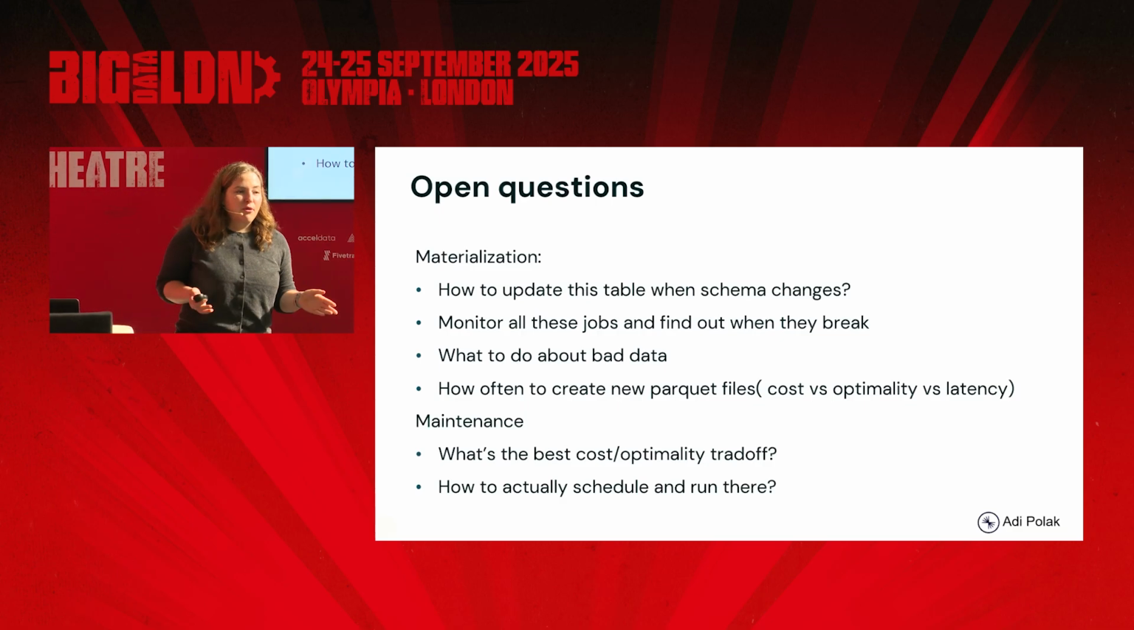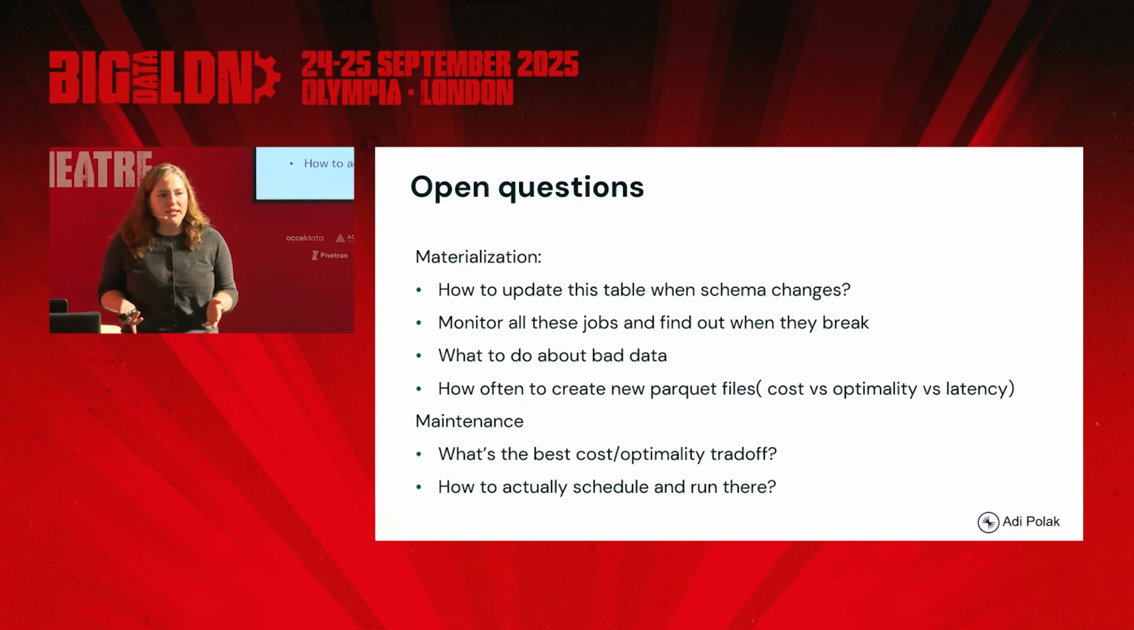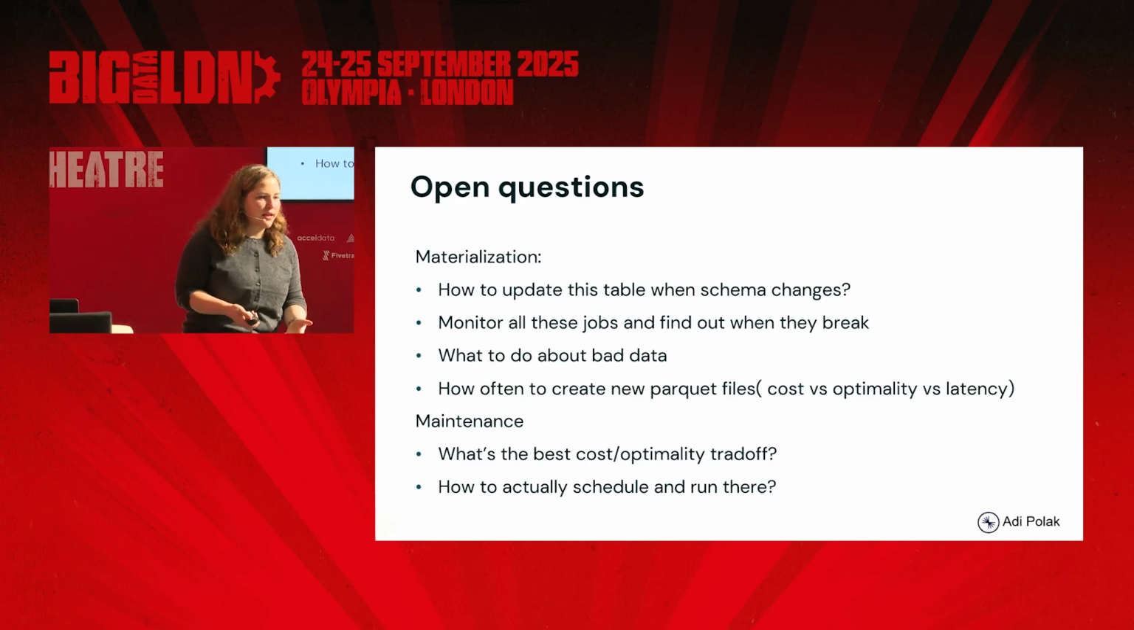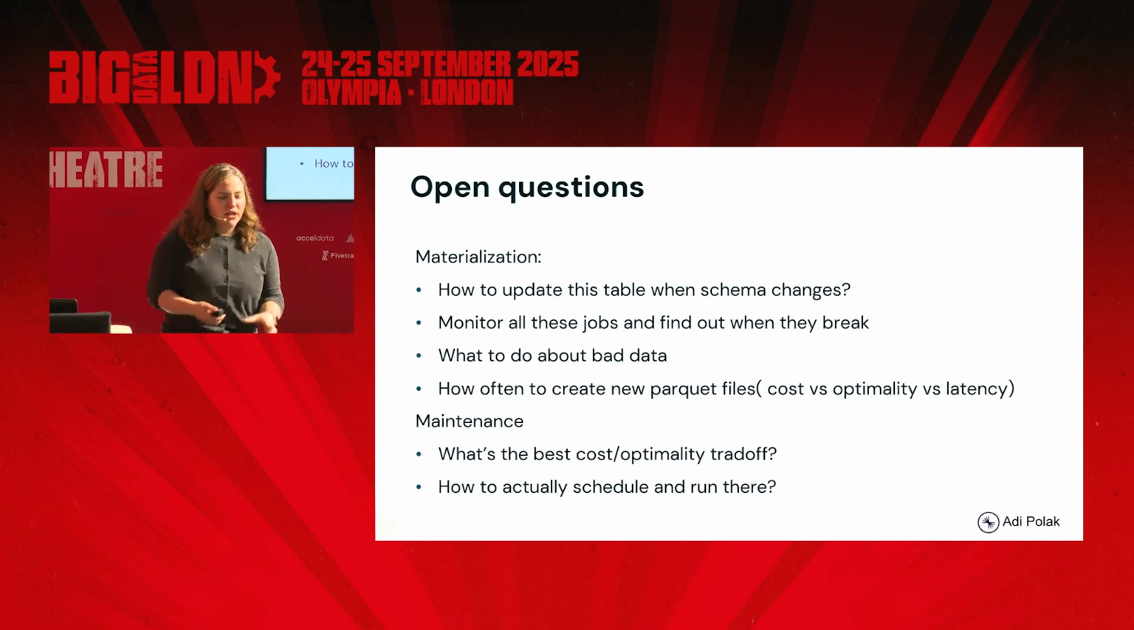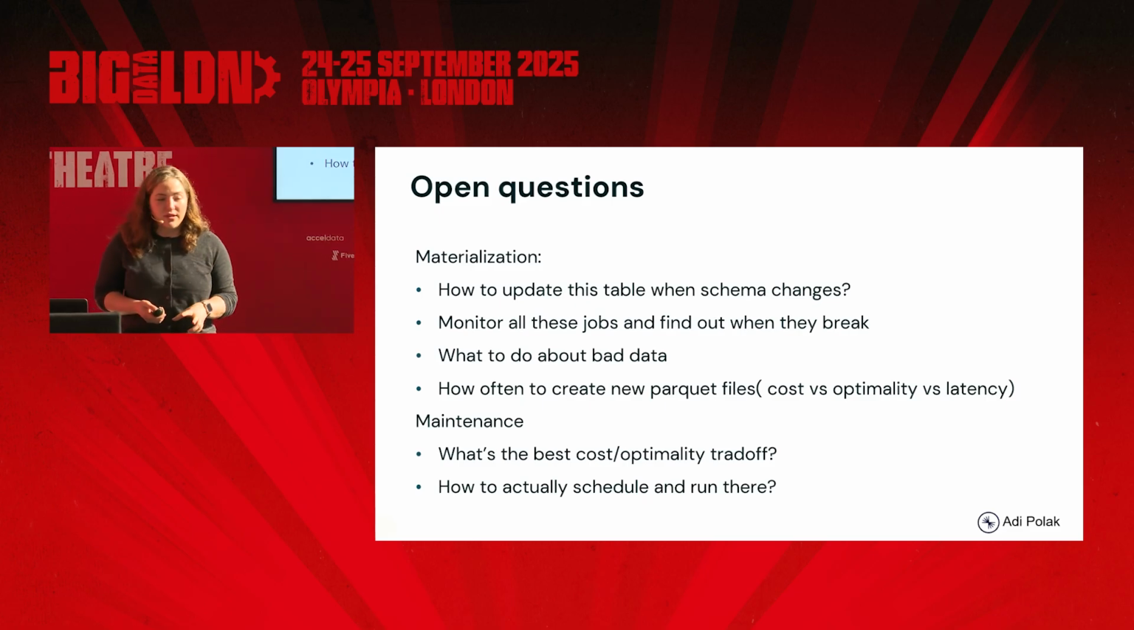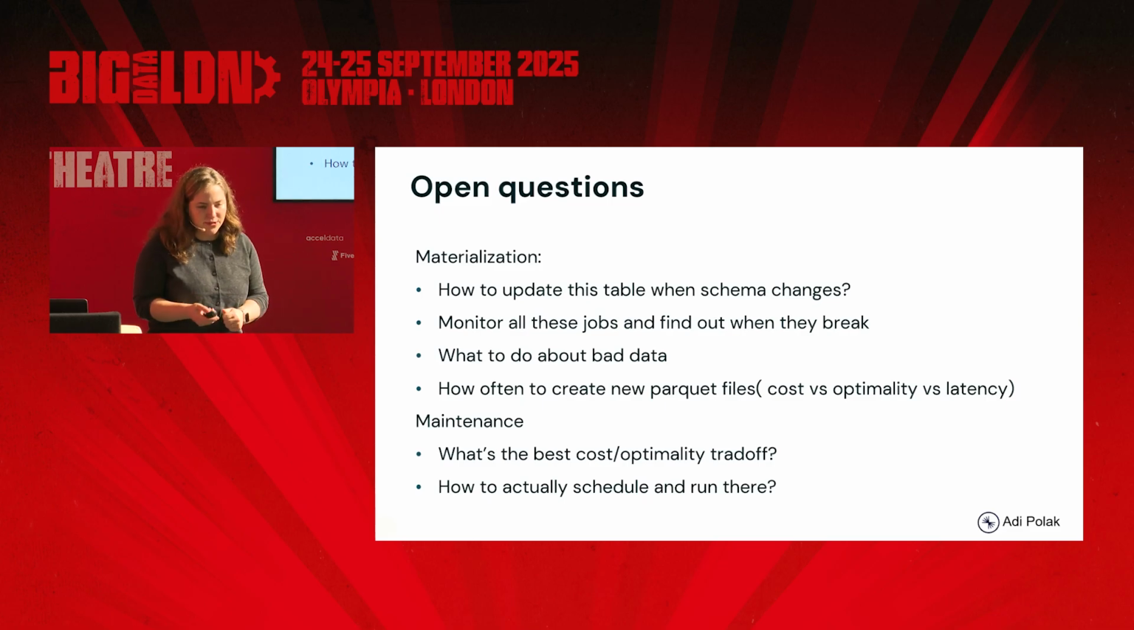And lastly, we want to maintain this solution. We build it once, twice, and we want to continue having it running in production the way we intended for it to run. So what are some of the cost optimizations that we can do there? How do we actually schedule and run these things?